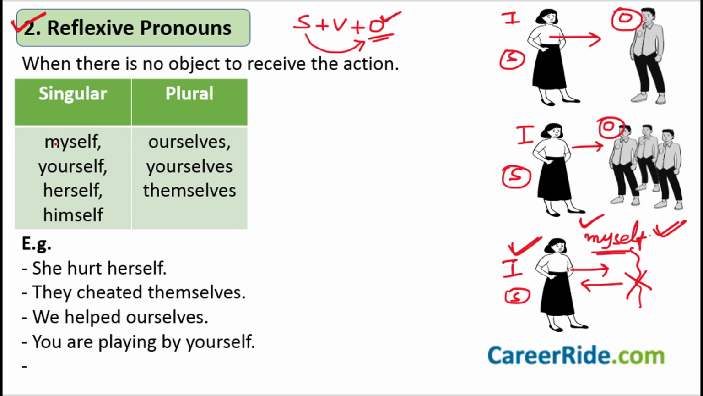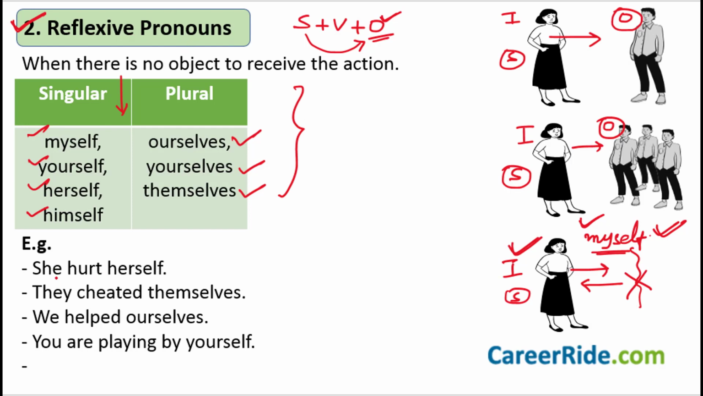It is denoted by words like, come back to this table now. In the singular form, we know it is my, your, her, him. And when you attach self to it, it becomes myself, yourself, herself, himself, right? So in the singular form, the reflexive pronouns used are these. In the plural form, what do we have? We have words like our, your, them. And since they are plural, I'm adding selves to them, right? So ourselves, yourselves, themselves. I hope this clarifies your understanding about reflexive pronouns.